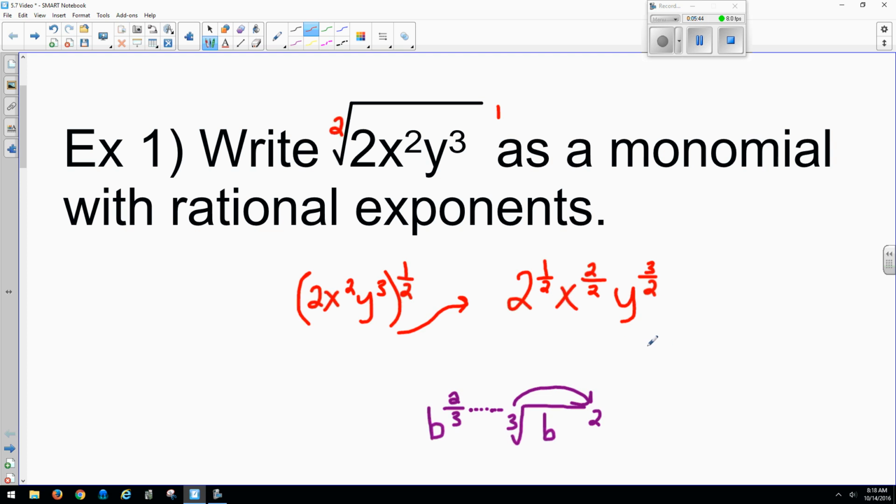And the only other thing I can simplify is this right here. So this is the answer: 2 to the 1/2 times x to the first power times y to the 3/2. And this is our answer.